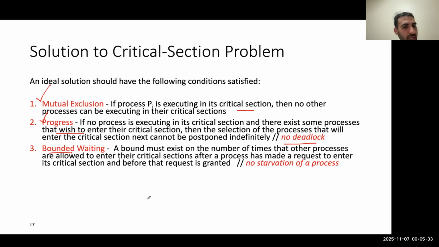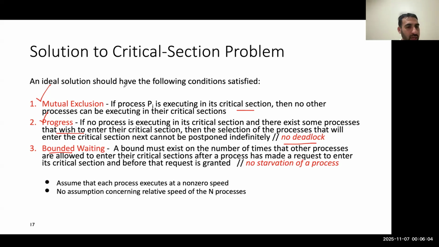Note that this is different from deadlock. In deadlock, we have requesters trying to enter the critical section, but none of them are able to enter the critical section. In starvation, we have multiple requesters. Some of them are able to enter the critical section, but there is at least one which is never able to enter, and it is waiting forever. That's why it is known as starving.